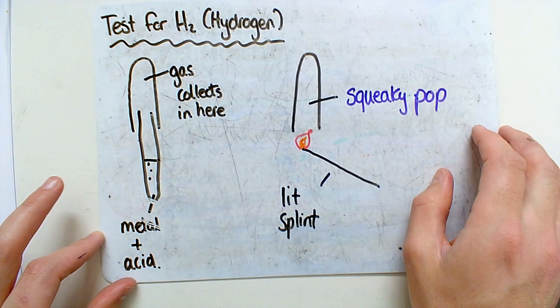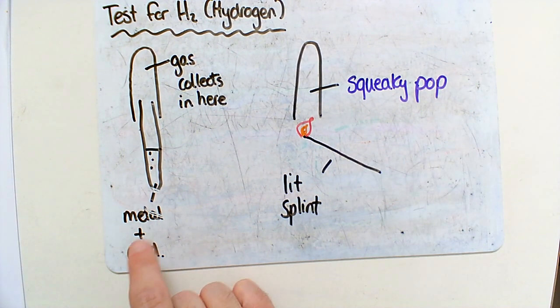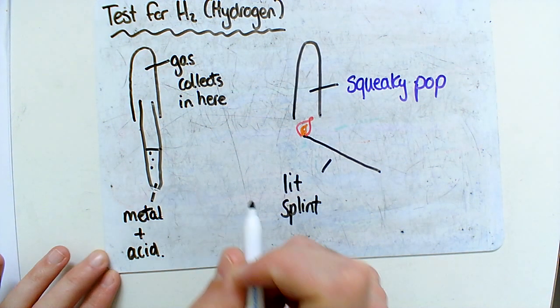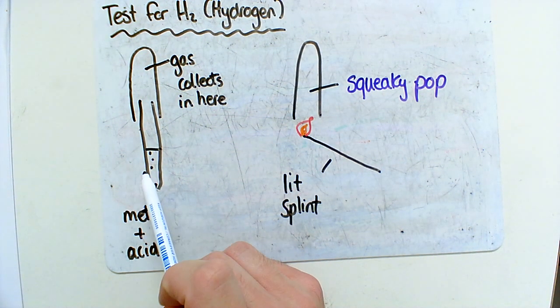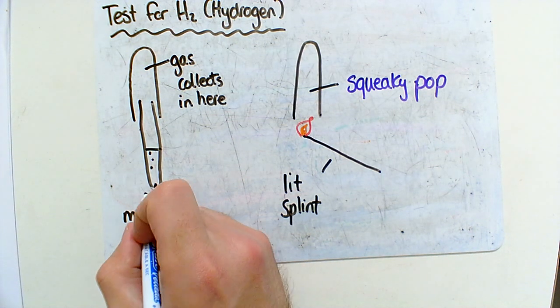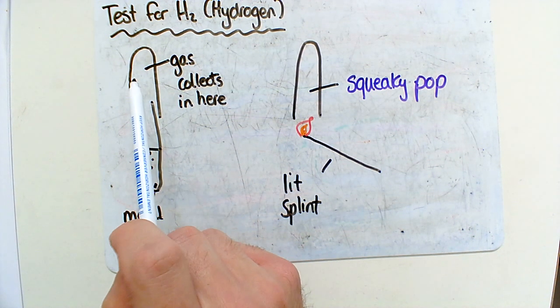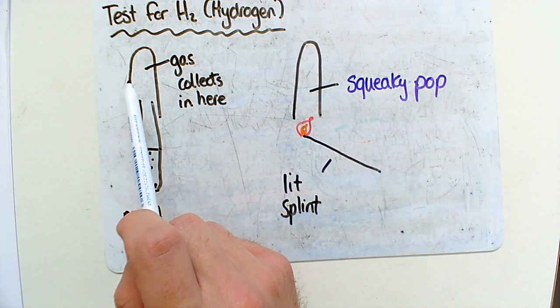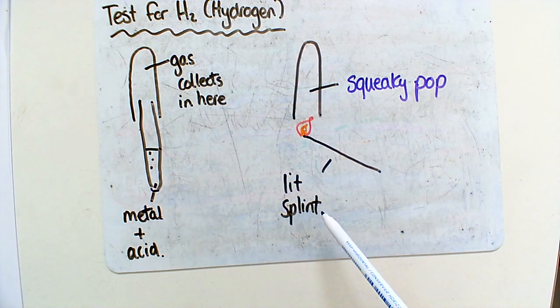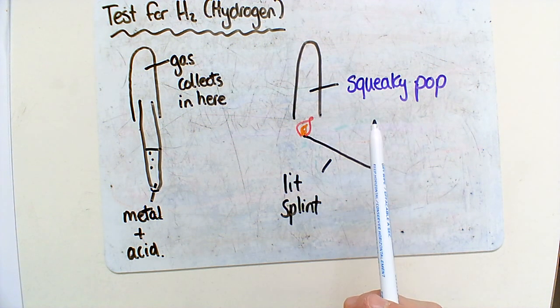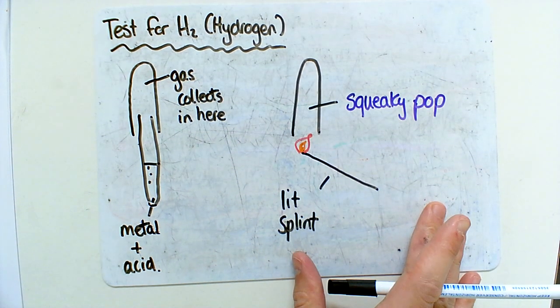We finished with looking at how to test that hydrogen gas is being produced. What you do is you mix your metal and your acid together in a test tube. It starts to bubble if it's a reactive metal, and you collect the gas in a test tube you just hold above. Keeping that tube upside down, you take a lit splint, it needs to be on fire, hold it there, and you hear a squeaky pop, and that tells you that that gas is hydrogen.